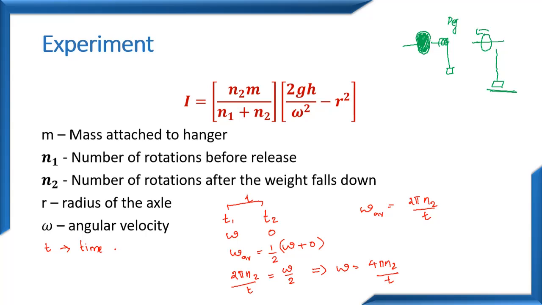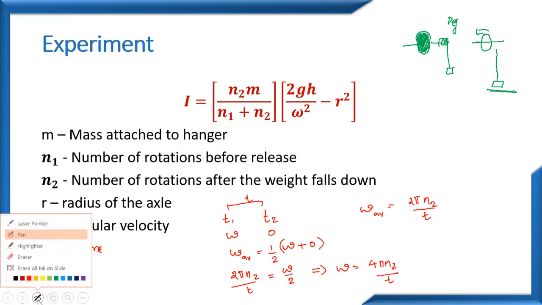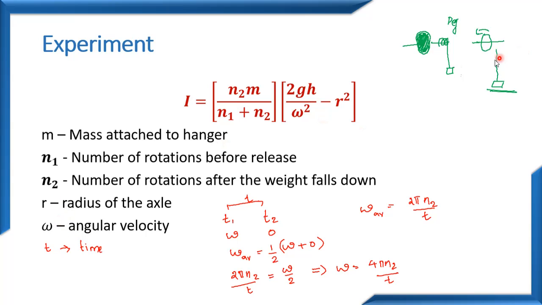The time from when the mass was released and just fell down, to the time when the body has stopped. So we also need a stopwatch to do this experiment. So may I repeat the experiment once again. We will have a mass m and we will rotate this flywheel n1 times such that the mass will come to a height h, and we will note the values for n1 and h. After that we will release the mass.